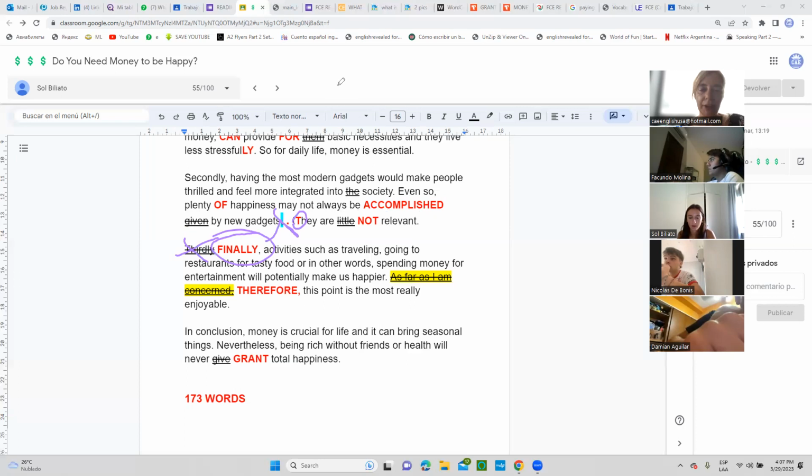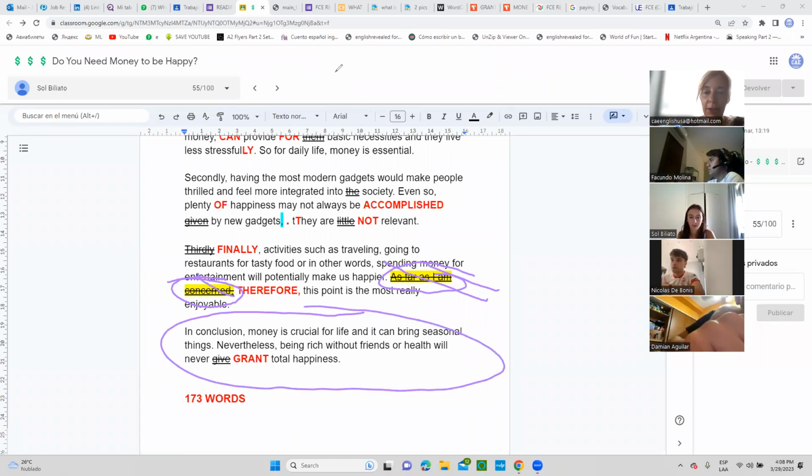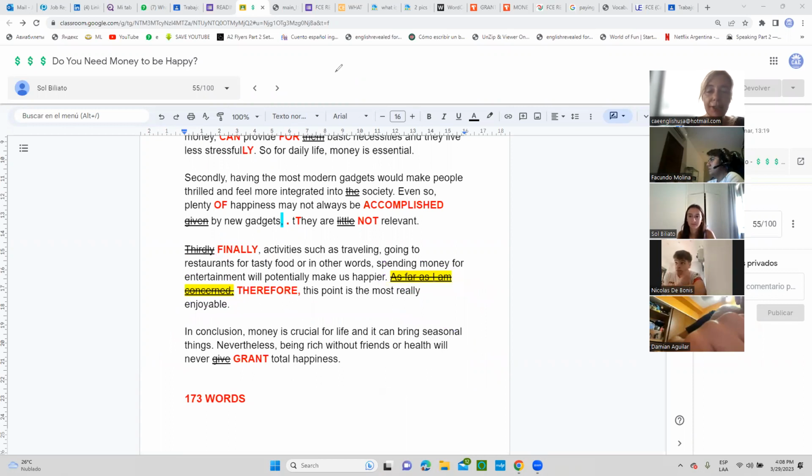Finally, activities such as traveling, going to restaurants for tasty food, or in other words, spending money for entertainment will potentially make us happier. Now, be careful. Here, no opinion. Remember, the opinion you're going to write in the final paragraph, not here. So, instead of writing "as far as I'm concerned," write "therefore, this point is the most enjoyable."